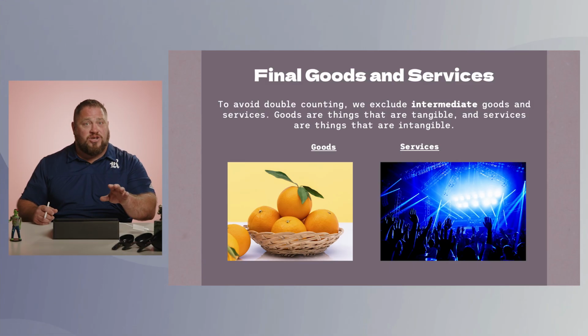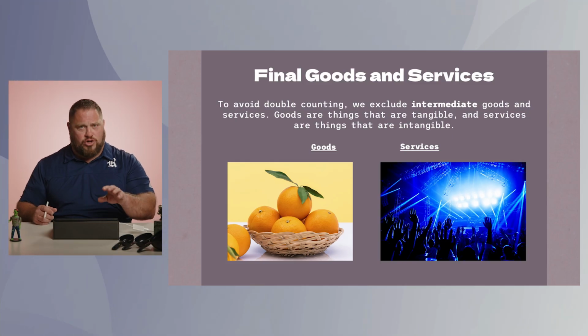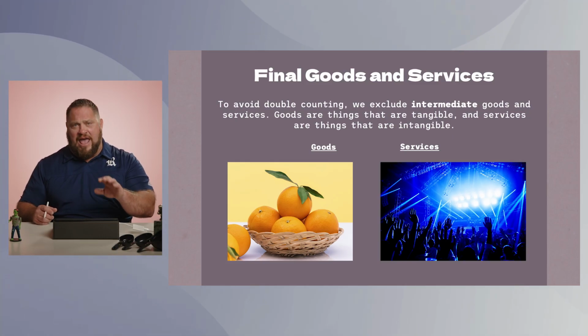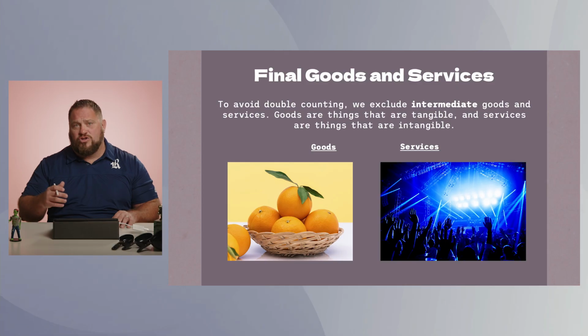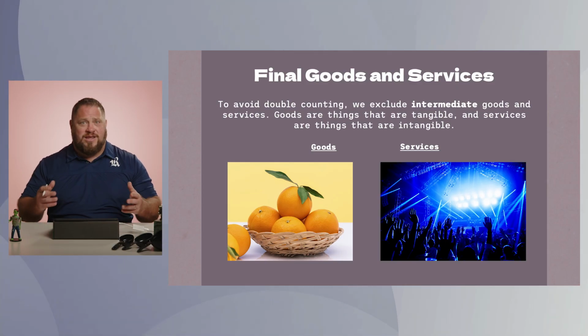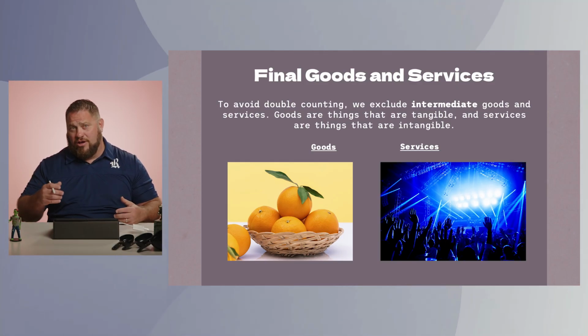So our goods, I should say, those are tangible things. So shirts, shoes, hats, bread, eggs, milk. Our services, those are intangible. So intangible things, you go to a concert, you go watch a movie, you pay somebody to do your taxes or clean your car, something like that. So our goods are tangible, our services are intangible. We only want final goods and services. We take intermediate goods and services out because we want to be good accountants. We don't want to double count.